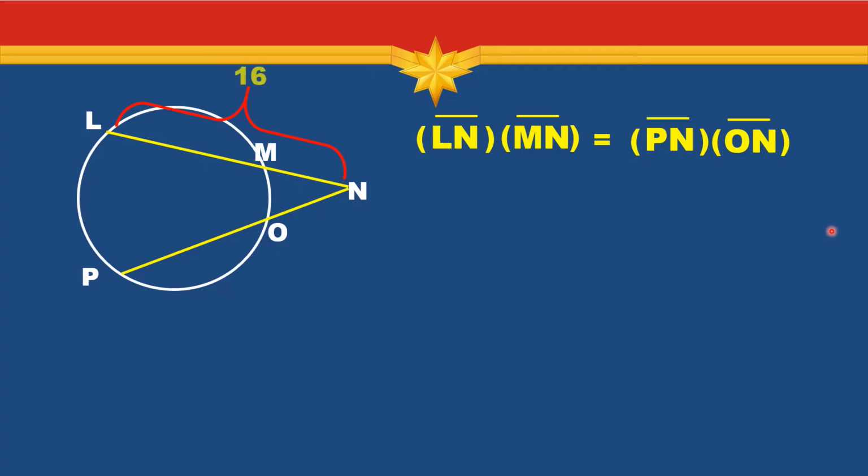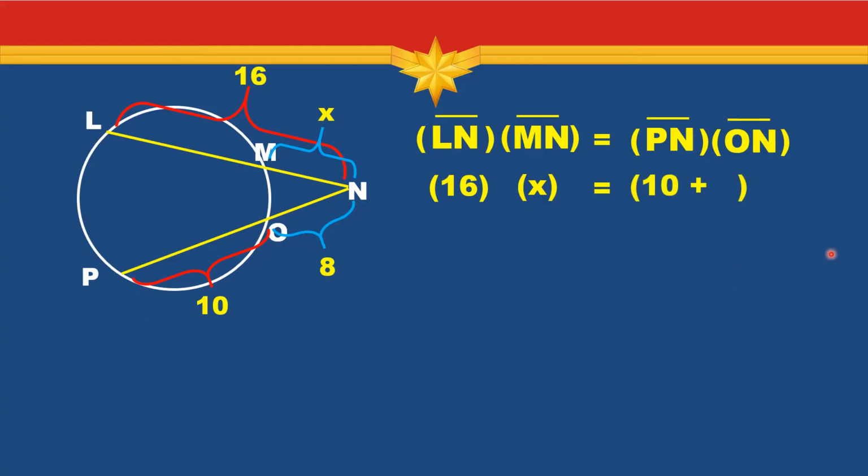Now, let's see. Segment LN is 16. So, substitute lang natin. Ang external secant segment niya is X. So, yun ang nawawala. So, substitute natin. Equals, yung isang buo naman sa kabila, which is, ito lang pala. Yung PO lang pala yung 10. And then, yung ON is 8. So, remember, PN ang ginagamit natin. So, i-add natin yung PO at saka yung ON para makuha yung isang buo. So, we have 10 plus 8.